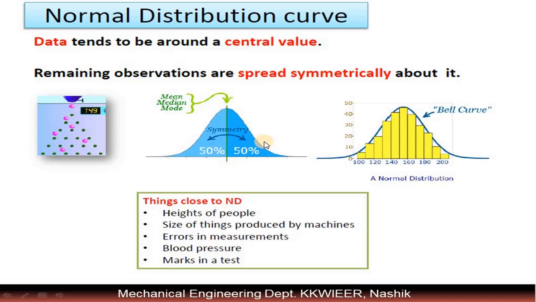Now, what exactly are the factors to be considered? They are the things which are close to the normal distribution. Suppose the height of people is one example, or the size of things produced by a machine, or errors in measurements, or blood pressure values. When we consider our mechanical systems, we have dimensions of gears, diameter of shaft, diameter of gear, or thickness of teeth. So there are a number of examples, and all this data is to be collected and drawn with the help of a bell shaped curve.